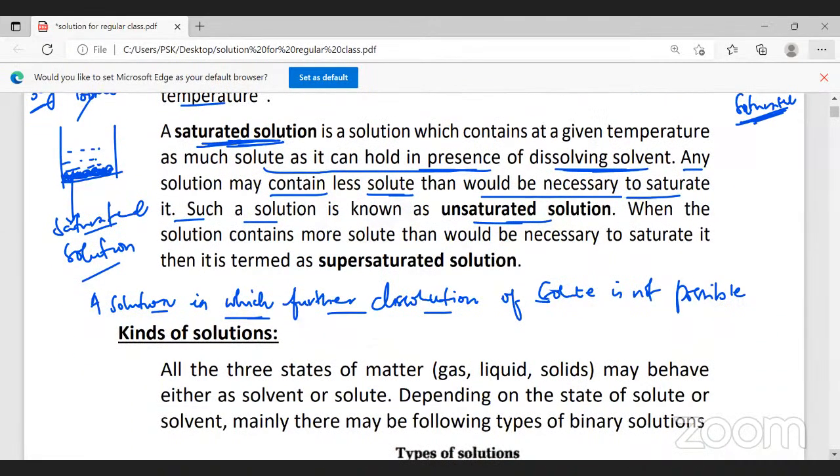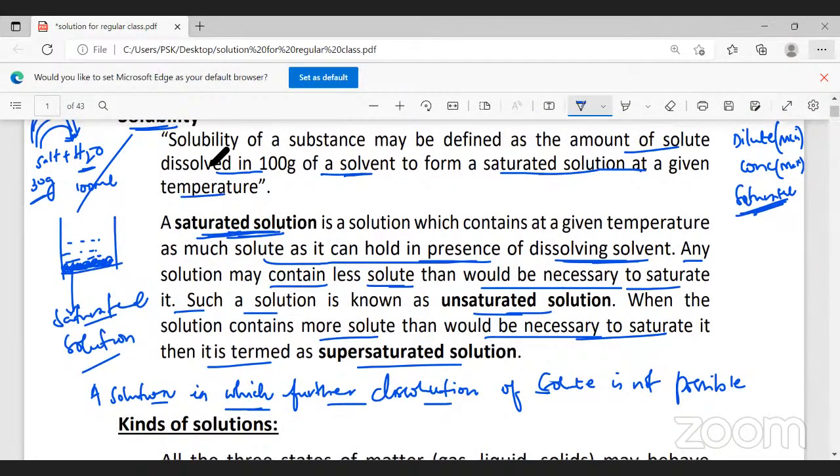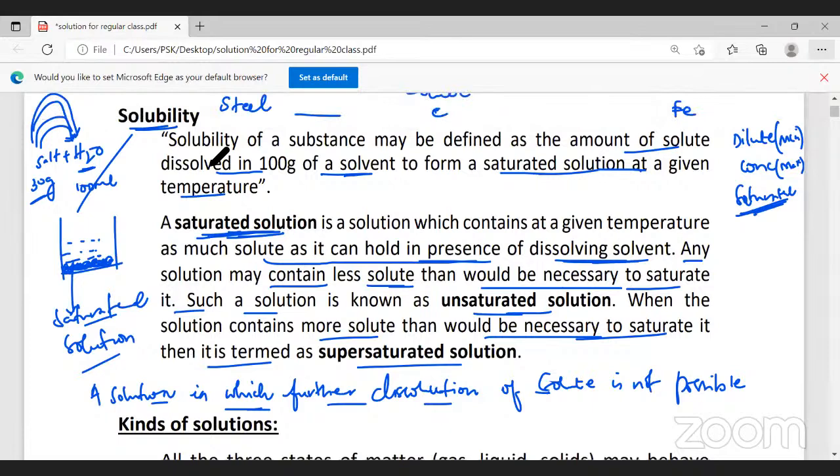Yes, sir. When the solution contains more solute than would be necessary to saturate it, then it is termed a supersaturated solution. If the solute is in excess, then we call that a supersaturated solution. So a few terminologies we learned today: dispersed phase, dispersed medium, and solubility, the amount of solute dissolved in 100 grams of a solvent to form a saturated solution.